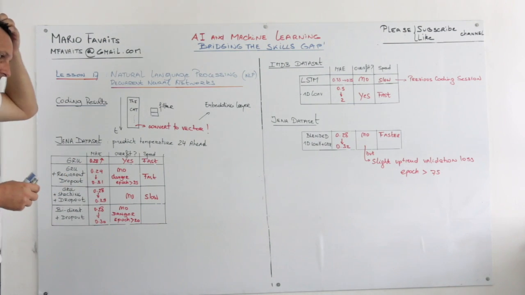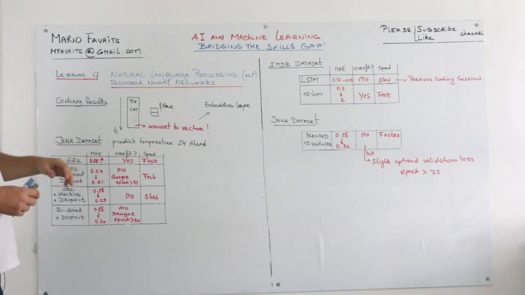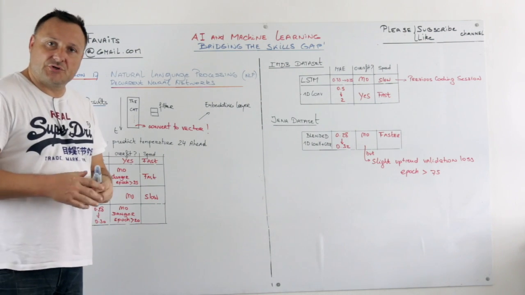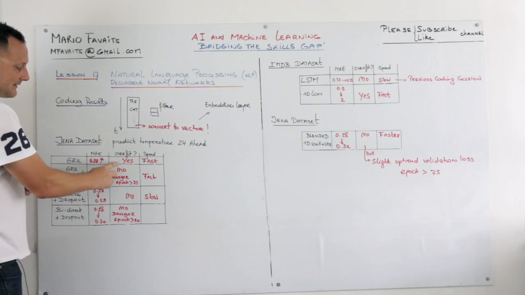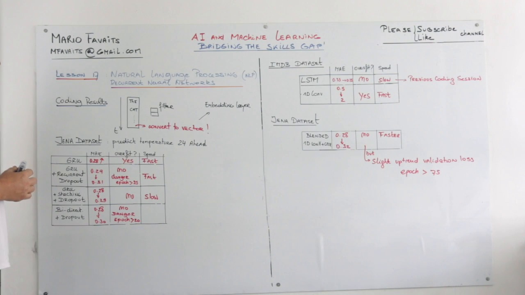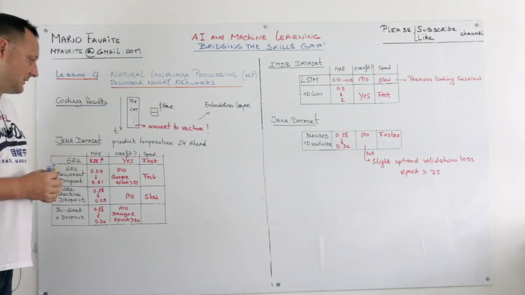Alright, so we applied a series of models on the Jena dataset and tried to predict temperature 24 hours ahead. And we did a baseline using a simple GRU where your error was 0.28 but increasing. It went immediately into overfitting. Yeah? Of course it was fast, but not so very good.